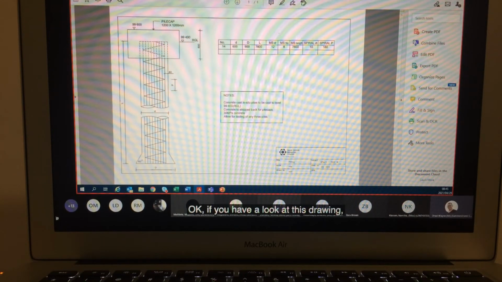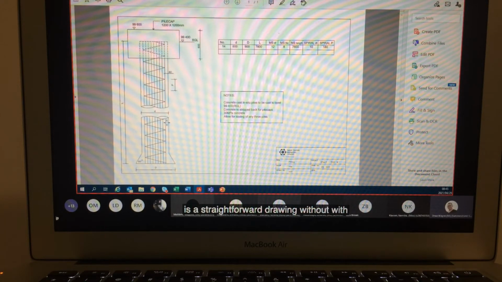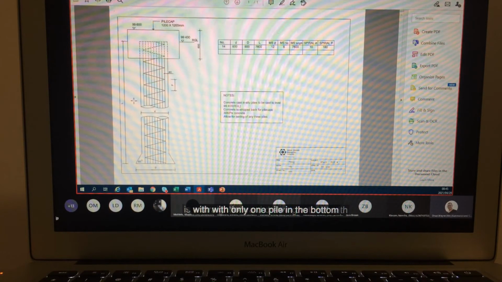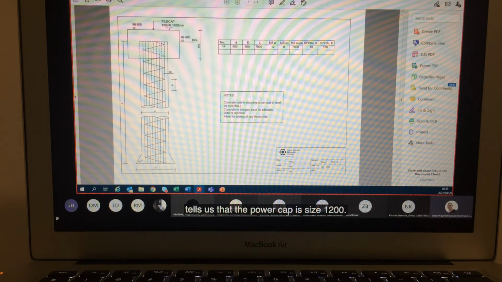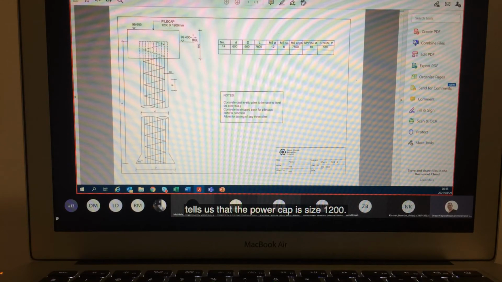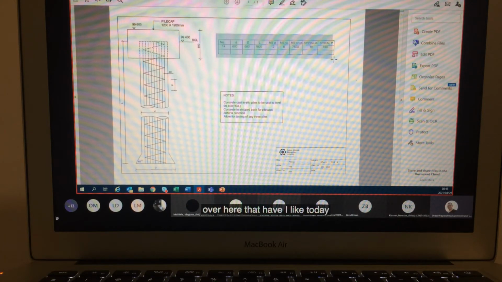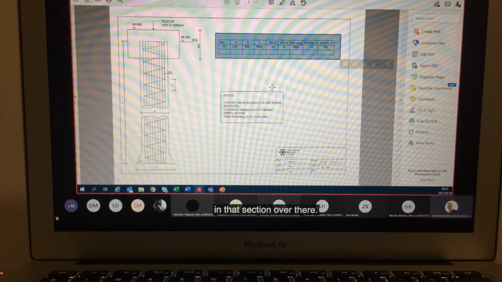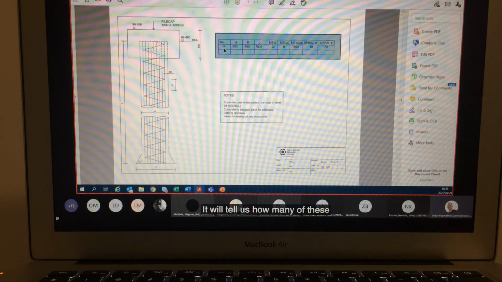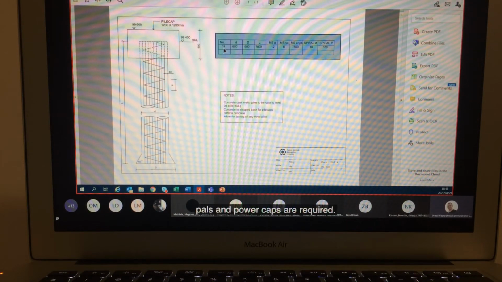Okay, if we have a look at this drawing, we realize that this is a straightforward drawing with only one pile in the bottom, with the pile caps on top, and you'll notice that the information is given to us. It tells us that the pile cap is size 1200 by 1200. It has a thickness of 600. We then take a look at this section over here that I've highlighted. In that section, it will tell us how many of these piles and pile caps are required.